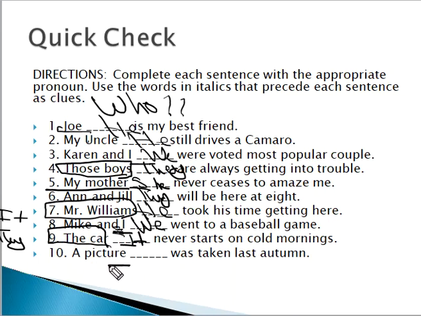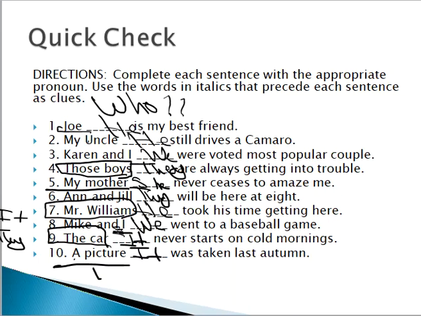A picture. A indicates one thing, one picture. A picture was taken last autumn. So a picture is also an object. It's not a living thing. It's not a human being. So we either use it or they. Since it's in its singular form, then we're definitely going for it.